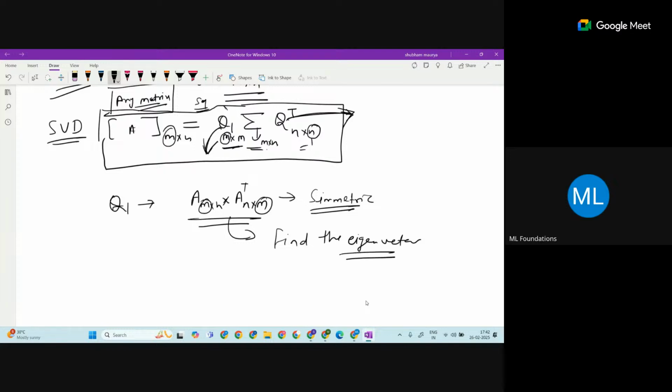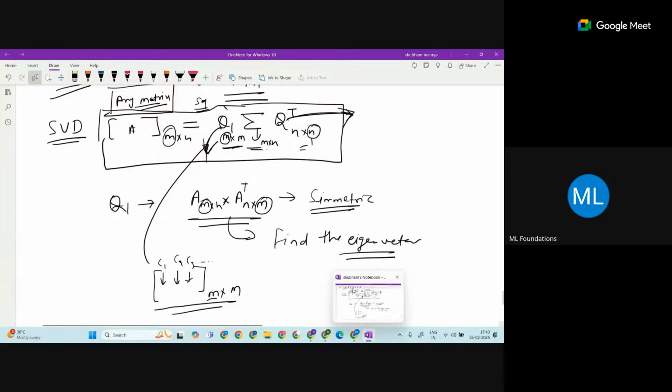Once you find the eigenvectors, fill in the matrix. Suppose you have three; whatever eigenvectors you got, fill them in column-wise, and similarly the others. So this matrix is going to be of order M cross M, and this is going to be our Q1. All of you are able to get what I am saying? Yes, sir.